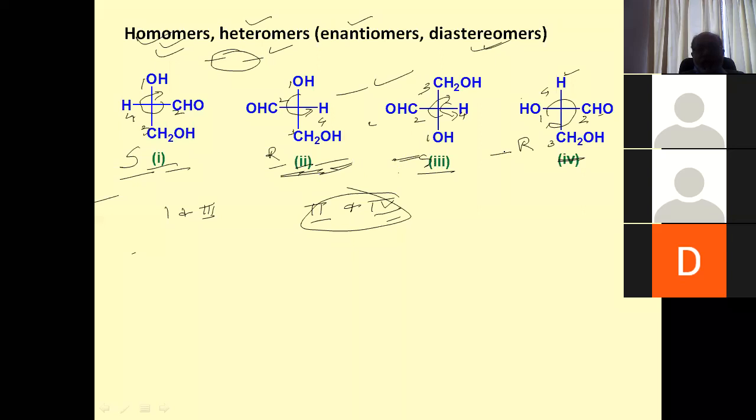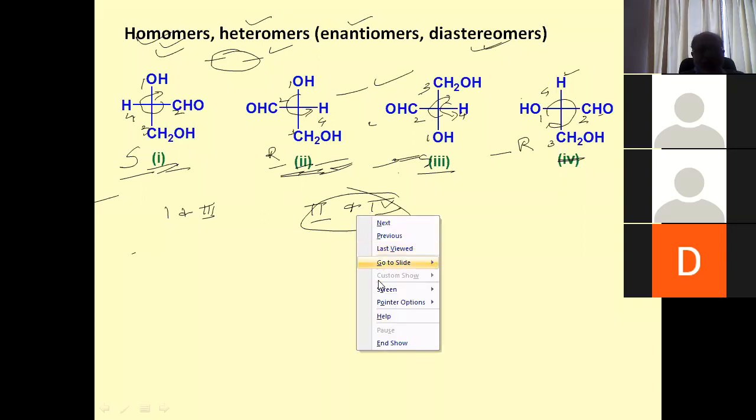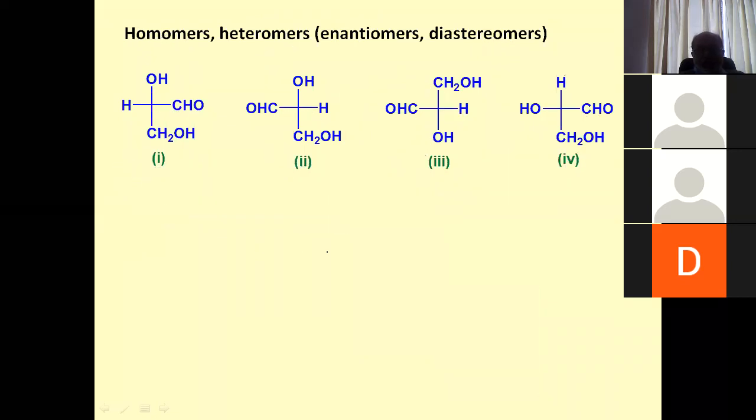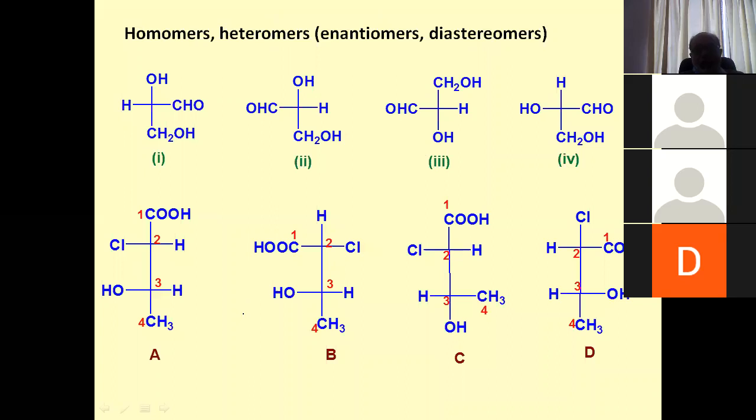But 2 and 4 are homomers and 1 and 3 are homomers. So now I think you understand what homomers and heteromers are. Yes? Let us examine this molecule, which we have taken as an example earlier.